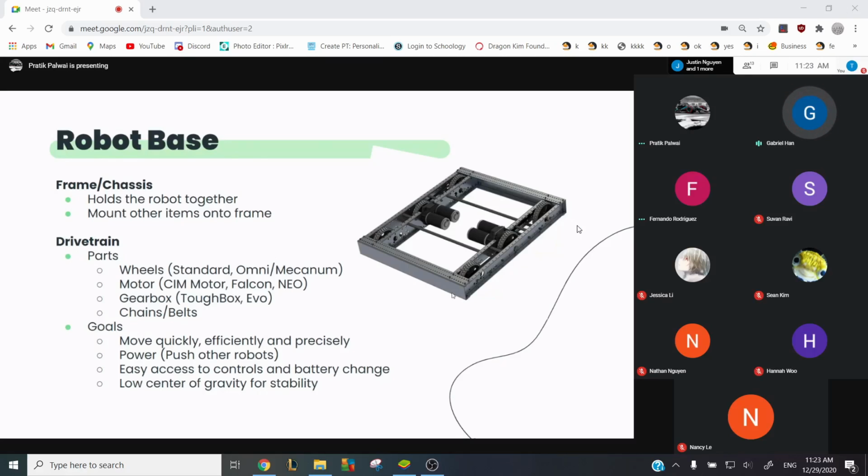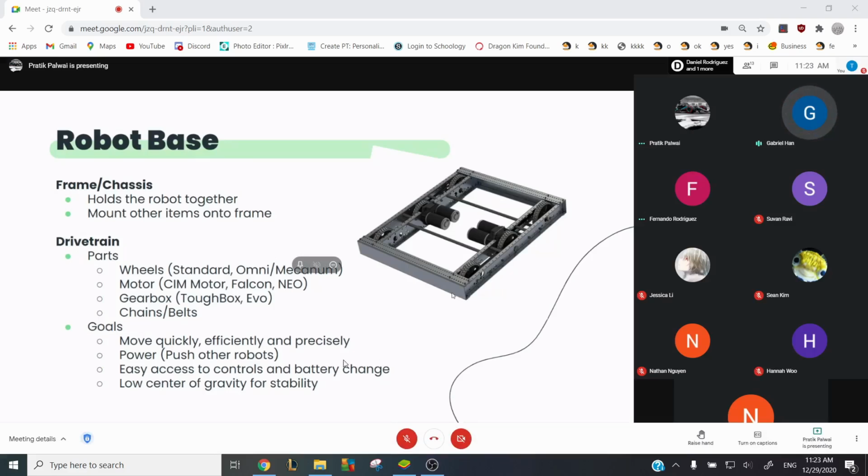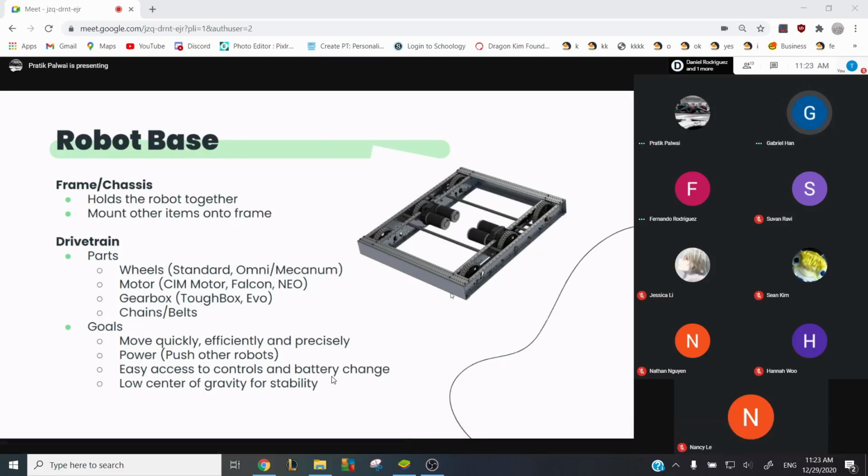And if another robot is pushing you, you can push them away and move on to wherever you need to go. You also want to make sure that it has a low center of gravity so that your robot doesn't tip over, because if your robot tips over, then you can't really go run in there and help it. So it's for stability.